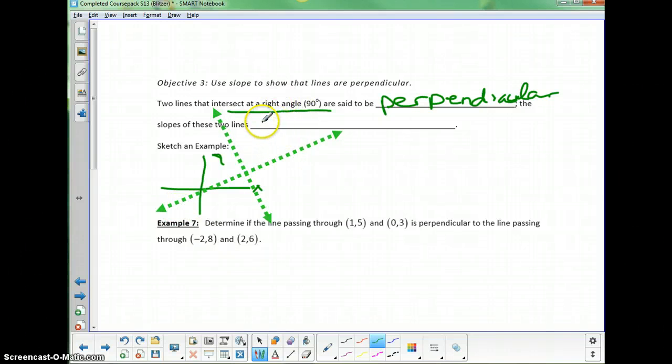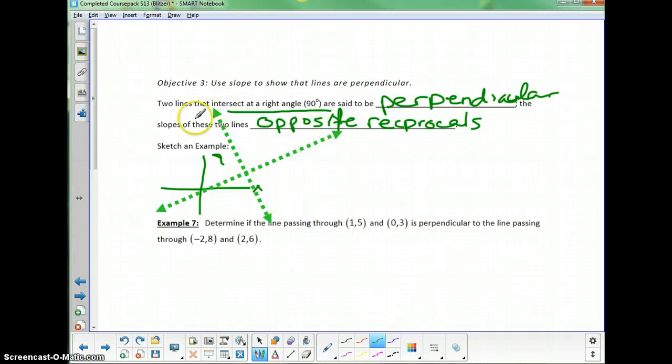So the slopes of these two lines are called opposite reciprocals. The opposite part of this refers to the fact that they are opposite signs, one's positive and one's negative. And the reciprocal part of it refers to the fact that one is very steep, where the other is very shallow. So we have very steep and very shallow, so the slopes are reciprocals. Opposite reciprocals.